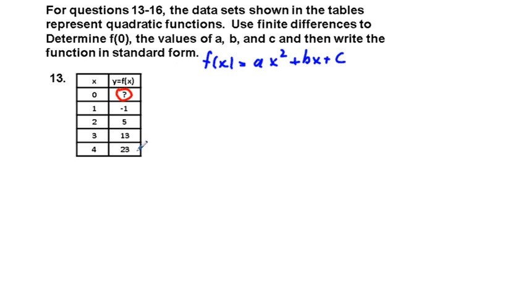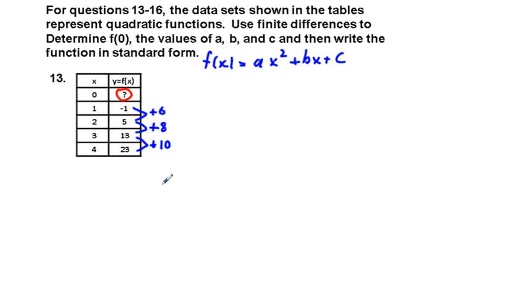Well, what we're going to do is go and determine first our first differences. From 5 minus negative 1 is going to be plus 6. Then we have 13 minus 5 is going to be plus 8. And then we have 23 minus 13 is plus 10. So these are our first differences, and they are not the same. This is not a linear function.